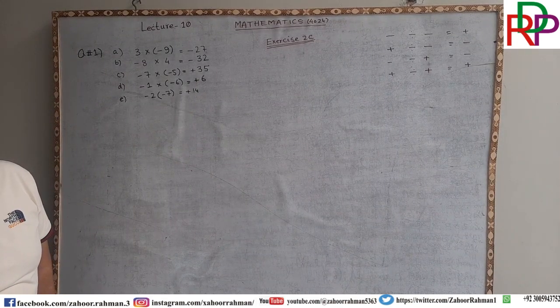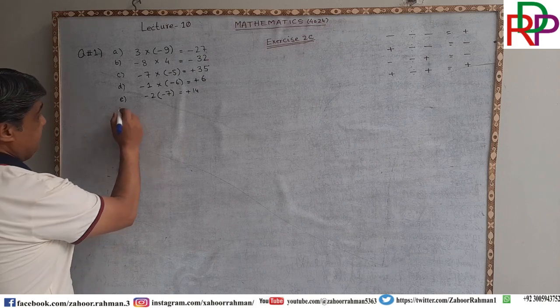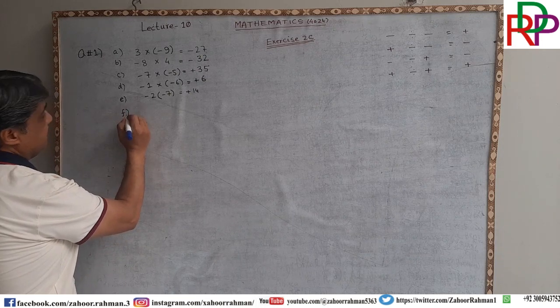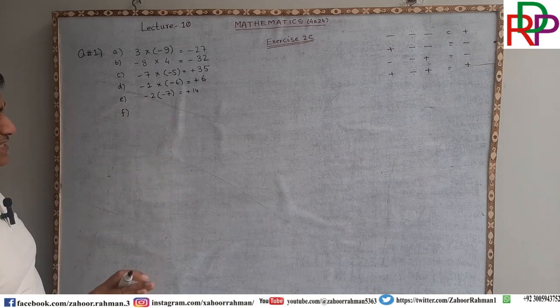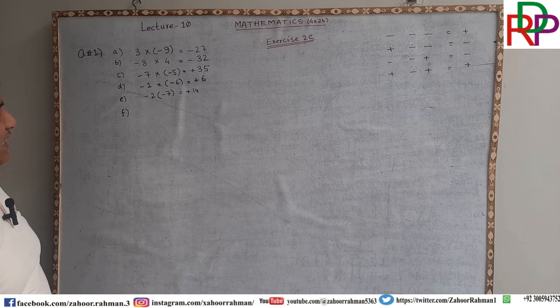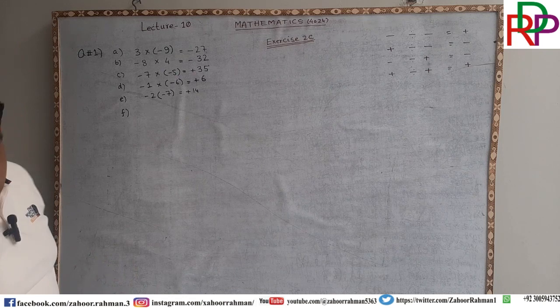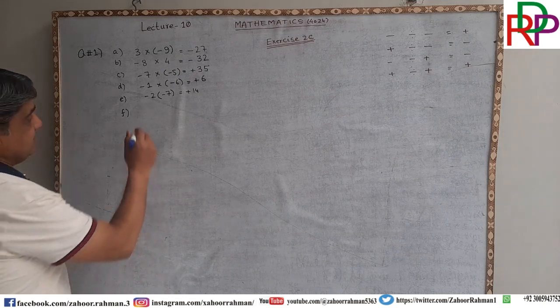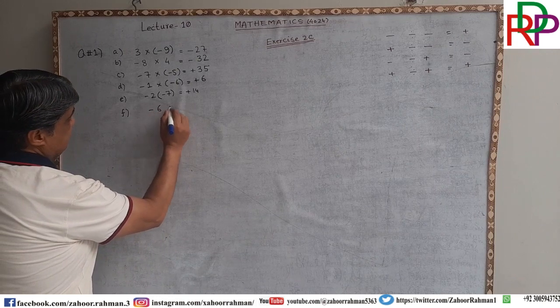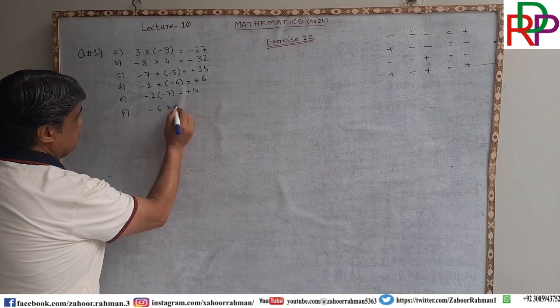Similarly, we are having F part. A very important concept is here. I am doing all the questions because there is something in every part. So if you are missing one part, then you are missing one trick. Here the trick is minus 6 multiplied by 0.